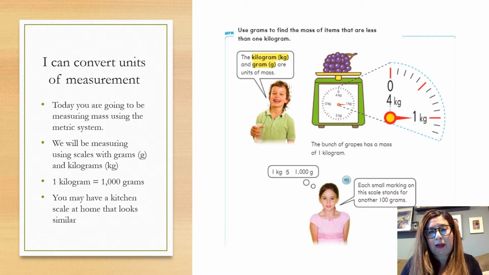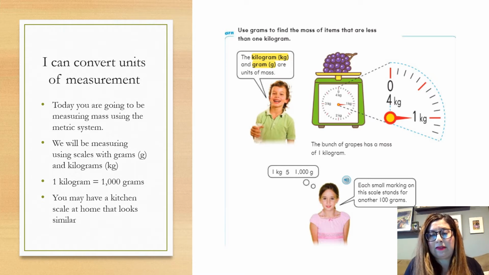So some of you at home might have a kitchen scale that looks similar to the picture. That would be useful for you to measure today, just for something outside of our workbook. When we're using a scale, we always need to look at what it's measuring. So if you notice, this scale measures mass up to 4 kilograms. And then you see another line that says 1 kilogram.